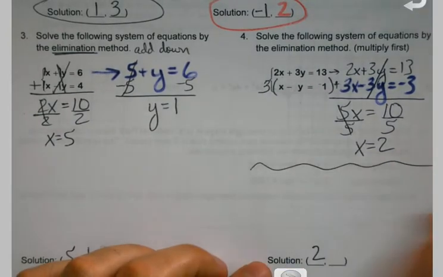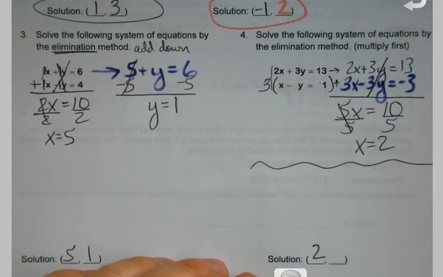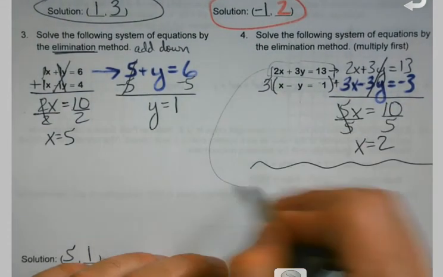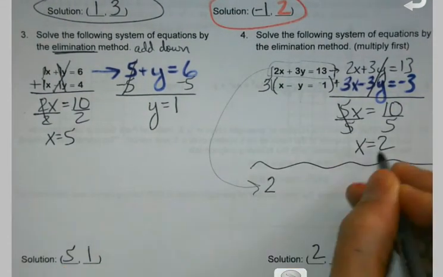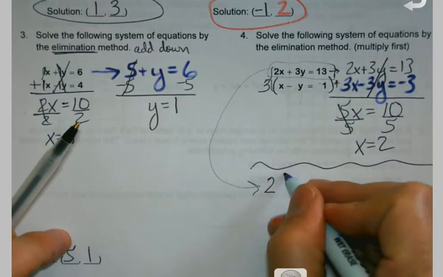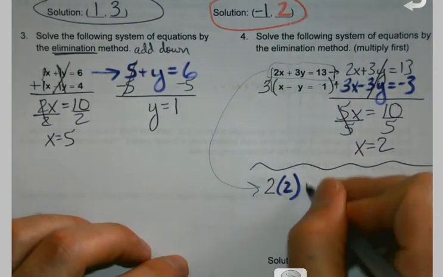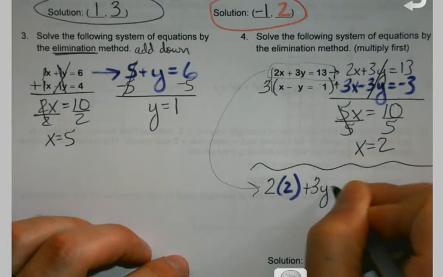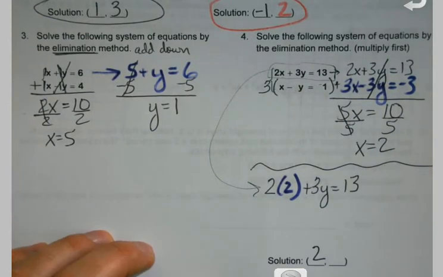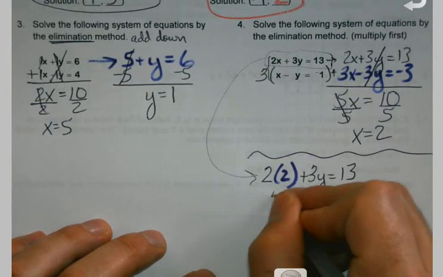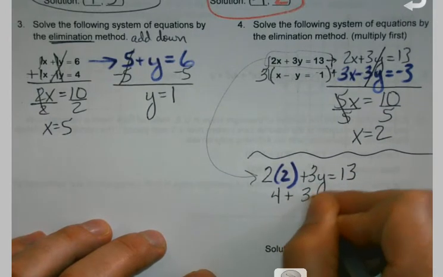Now, this may seem strange to some of you. I'd actually plug into the top one. I hate dealing with the negatives. So if I was going to do that, I'd be like, all right, 2 times x, but I know what x is. X is 2. Okay, the only part I'm replacing is the variable. Everything else stays the same. And this time I got an extra step. Multiply my 2 and my 2.